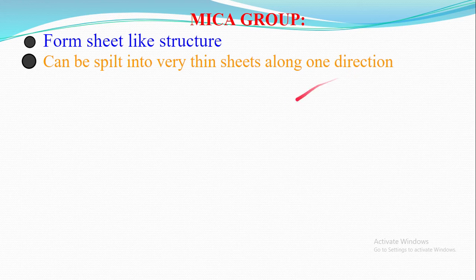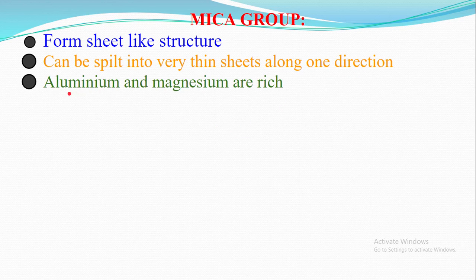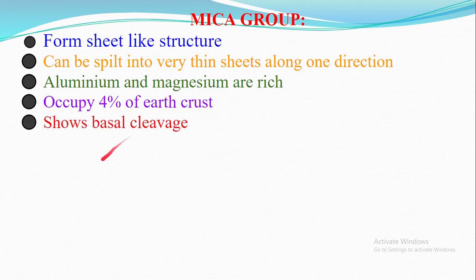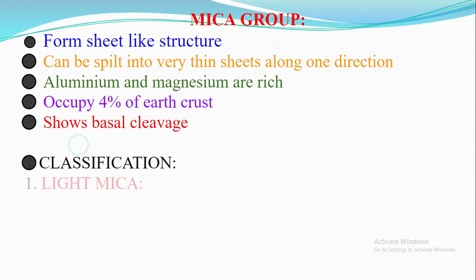So they are mainly rich in aluminum and magnesium. As it is rich in magnesium, they have dark color. Aluminum sometimes gives them a light color. They are approximately 4% of the earth crust. Basal cleavage is along the base. I discussed this earlier and need not discuss it again, because during cleavage I discussed the basal cleavage in detail.